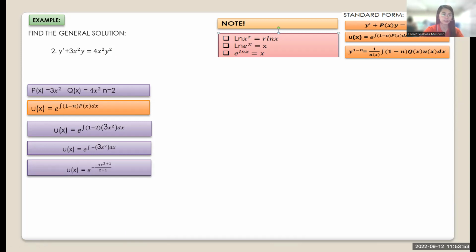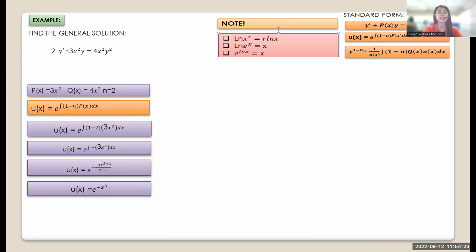So, let us start to integrate that one. And I believe that is equivalent to negative 3x squared plus 1 divided by 2 plus 1. Okay, so simplifying, you will have this one. You have negative x cubed. So my question is, ito na ba yung magiging value ng integrating factor natin? Because sa past 3 examples natin, always nakakancel ang e ninyo. Ito na ba yun, magiging integrating factor natin?